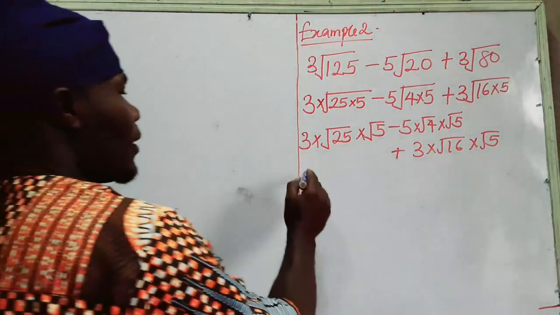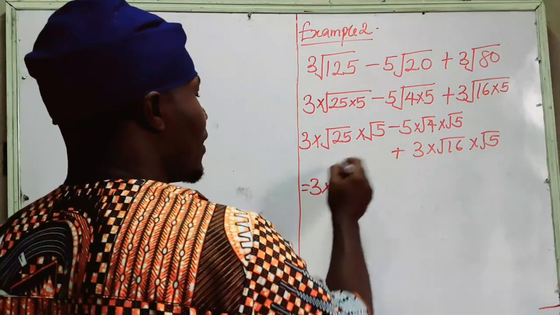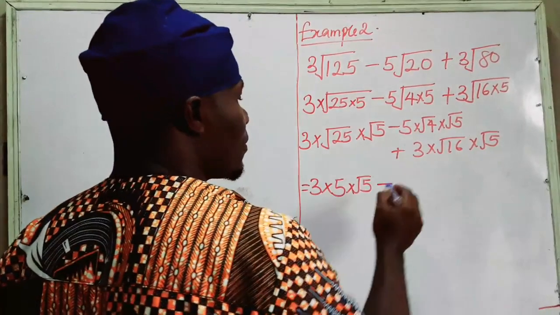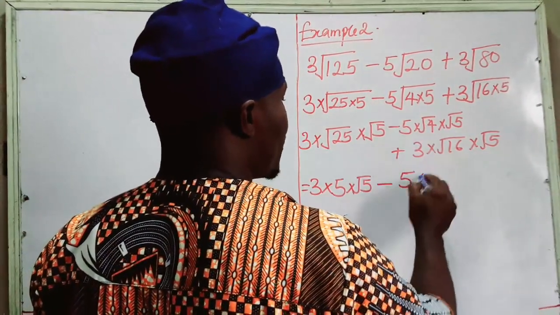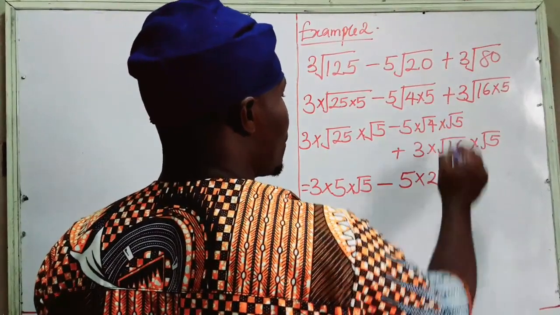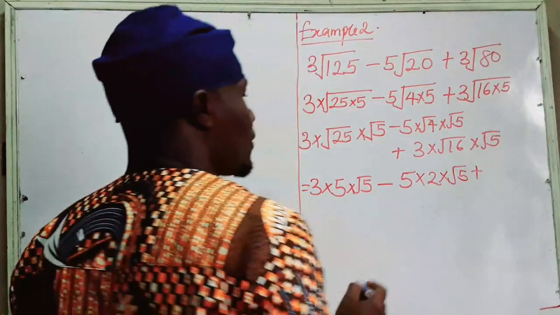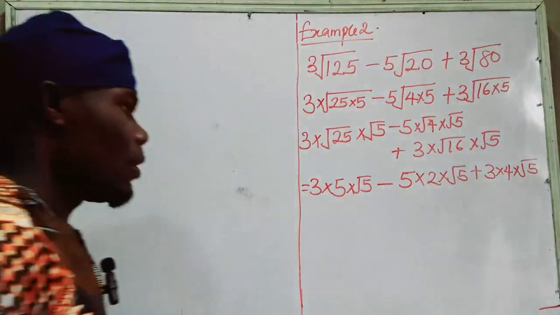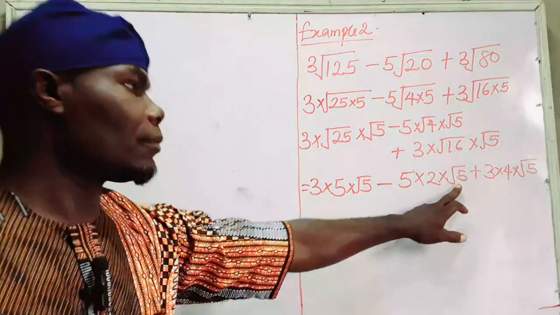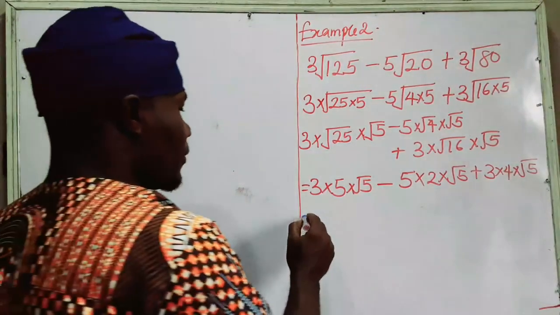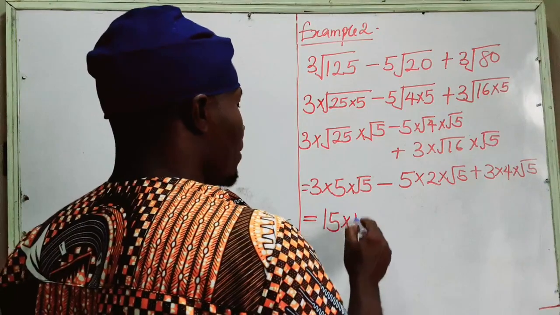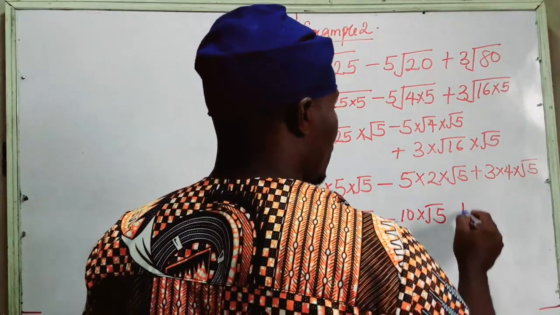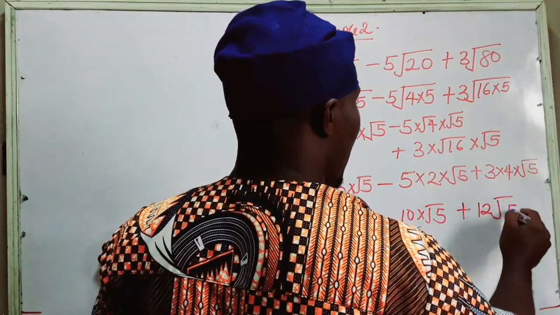So we have 3 multiplied by 5 times root 5, minus 5 times 2 multiplied by root 5, plus 3 times 4 times root 5. So we observe that there is root 5 common in all the values. So therefore we have 15 multiplied by root 5 minus 10 multiplied by root 5 plus 12 multiplied by root 5.